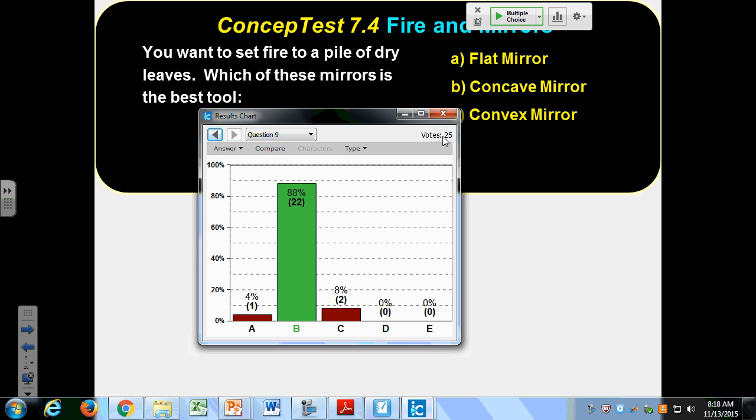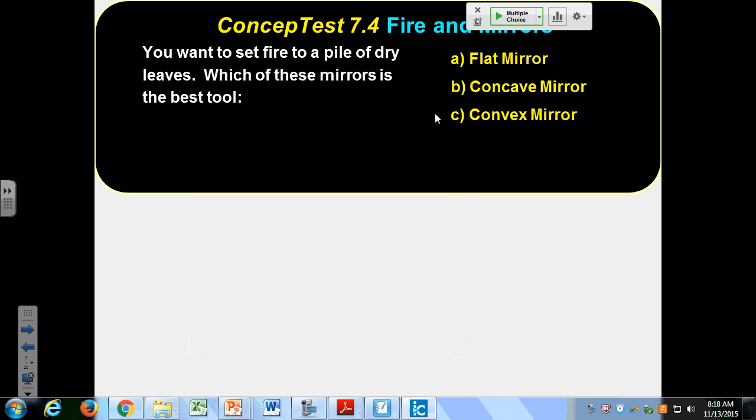Awesome. B is right. A concave mirror, because a concave mirror produces real images, and you can only burn stuff with real images. You're making a real image of the sun on these leaves or whatever it is you're trying to set on fire. An ant.